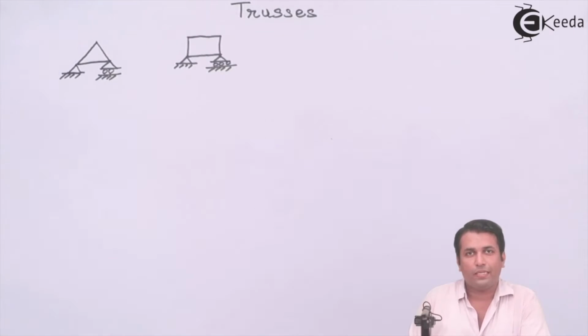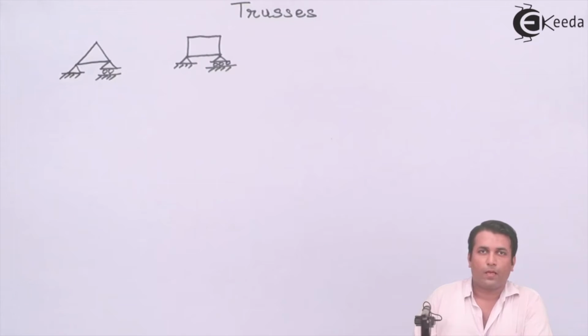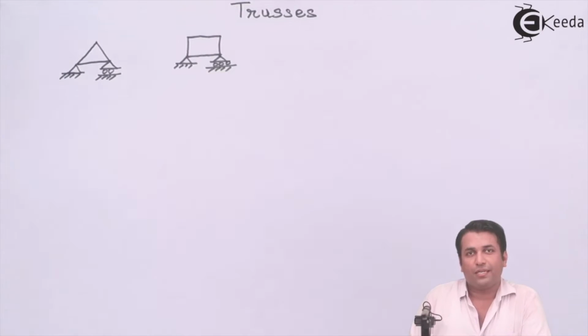Trusses are basically the building structures which you see on a regular basis. For example, the bridge design is a form of truss. The electrical transmission lines, even that is a kind of truss. So these are the regular, very common examples of trusses.